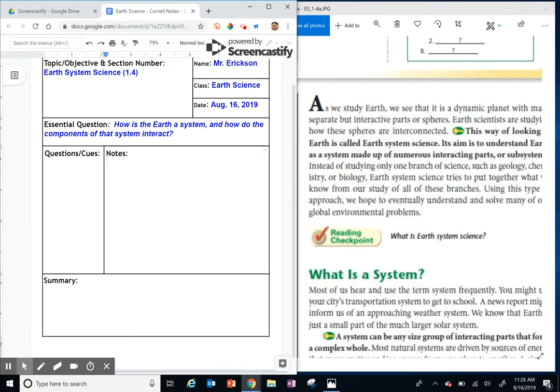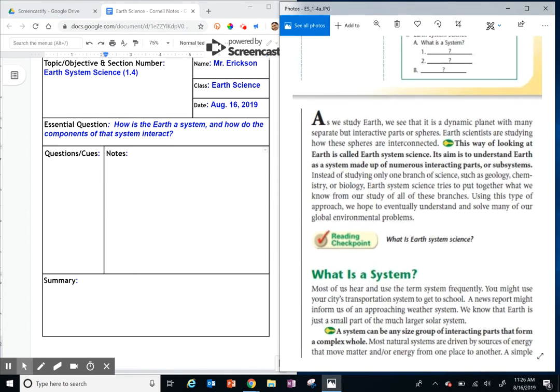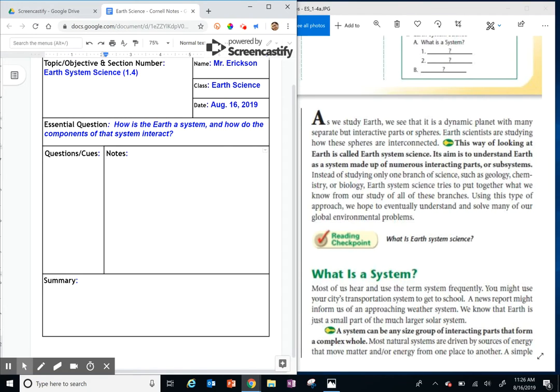This is from a section on the Earth as a system, and we've got to look at that system and how the system components interact. So as I'm taking notes and reading this, I find out in the first paragraph, it says the Earth is a dynamic planet. It's made of different parts or spheres. Earth scientists study how they interact. And then I see something that must be pretty important because it's in bold with a little key icon next to it. It says this way of looking at Earth is called Earth System Science. Its aim is to understand Earth as a system made of numerous interacting parts. So I might write that down as my first thing in my notes, that Earth is a system of interacting parts.